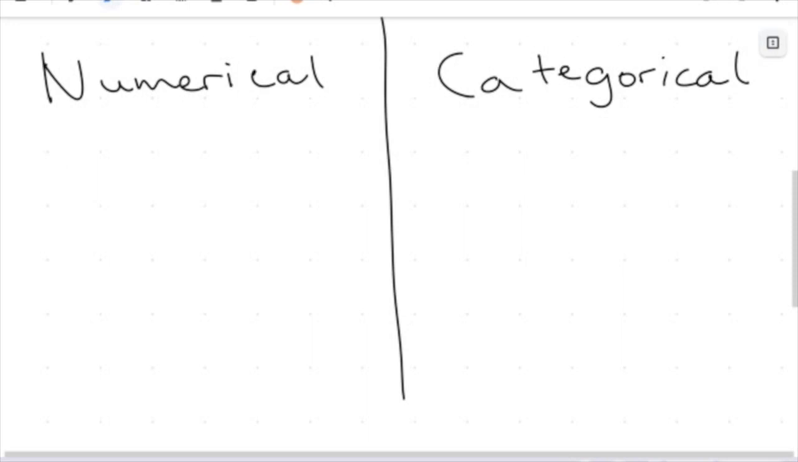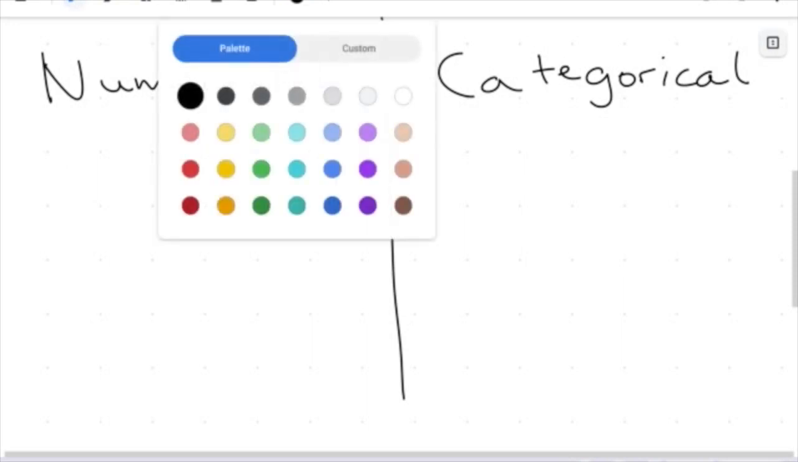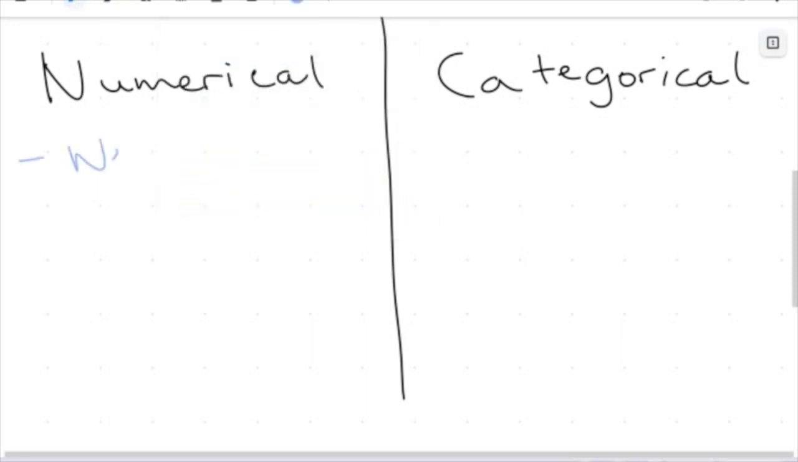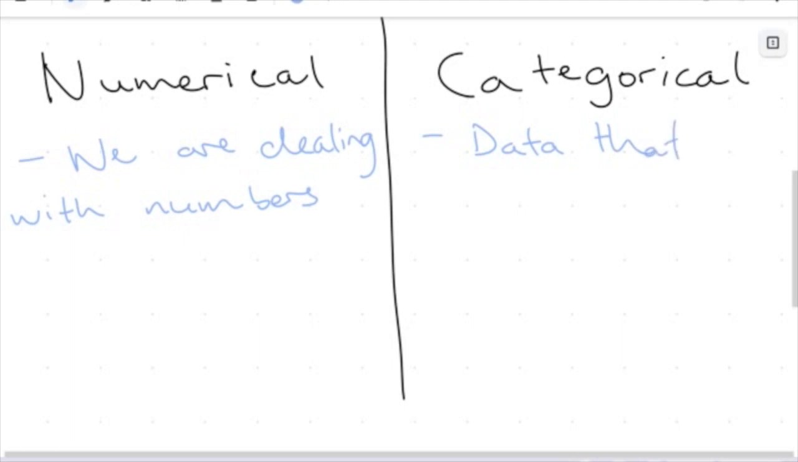So here we are dealing with the easiest possible definition. We are dealing with numbers. Therefore, for categorical, the data is not numerical. It's any type of data that's not numerical. So data that is not dealing with numbers.